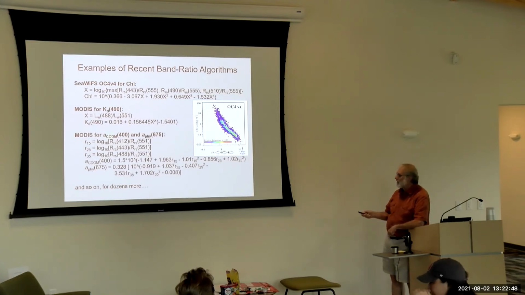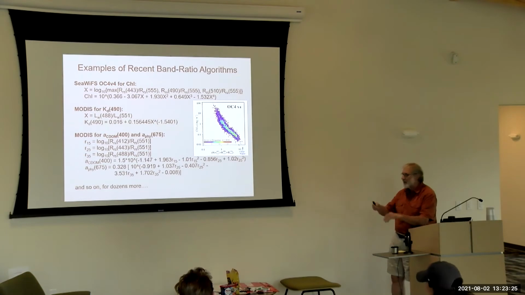Here's MODIS's algorithm for absorption by CDOM at 440 and absorption by phytoplankton at 675. There they look at 3 ratios again. So in this case, it's 412 to 551, 443 to 551, and 488 to 551. And then the CDOM absorption involves the ratios of the first band here, 1 to 5 and 2 to 5, and the phytoplankton ratio involves the 2 to 5 and 3 to 5 band ratios. And those are just the numbers of the MODIS bands.